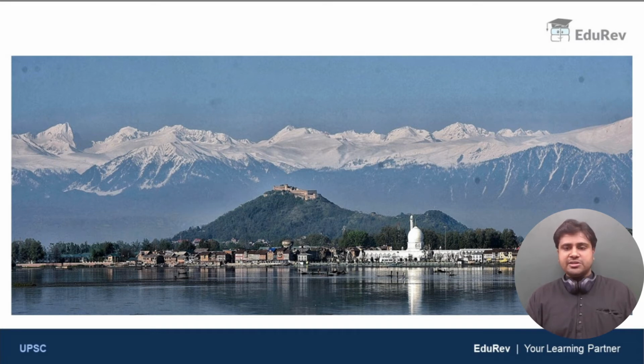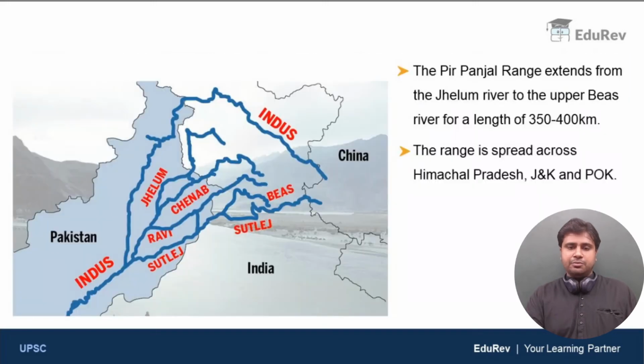So it's very beautiful, right? Now, proceeding. The Pir Panjal Range extends from the Jhelum River to the Upper Beas River for a length of 350 to 400 kilometers. So here you have the Jhelum River. So from Jhelum River to Upper Beas River. The Pir Panjal Range extends like this from Jhelum River to Upper Beas River for a length of 350 to 400 kilometers.